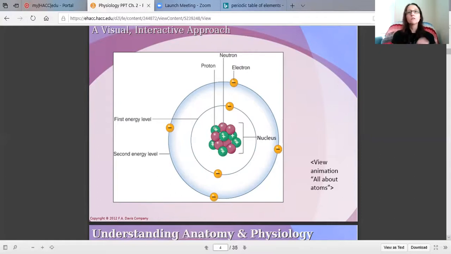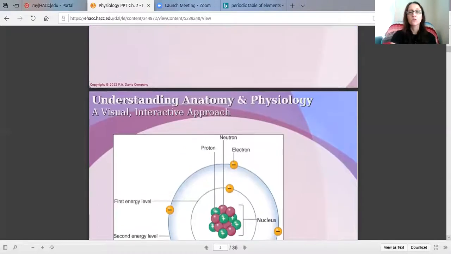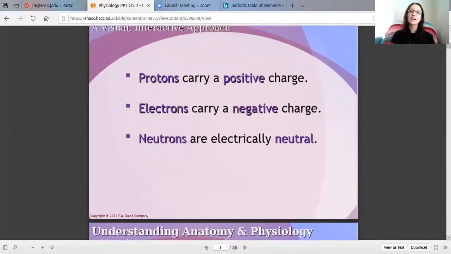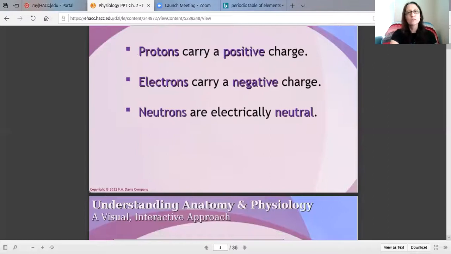So we have protons, neutrons, and electrons making up an atom, but only the protons and the neutrons are added in the total weight. So if we go back up here, protons carry a positive charge, electrons carry a negative charge, and neutrons don't. They're electrically neutral. They're like the Switzerland of atoms.